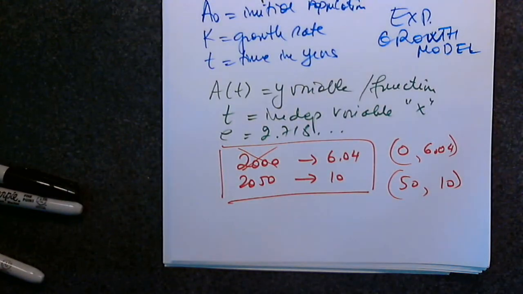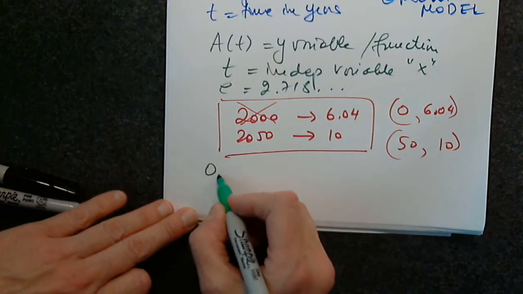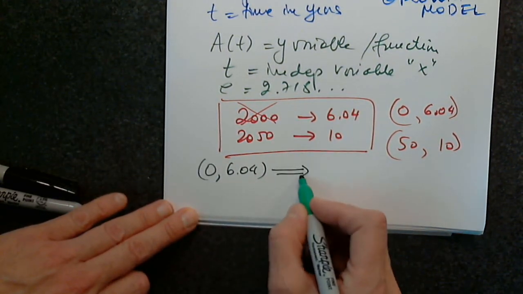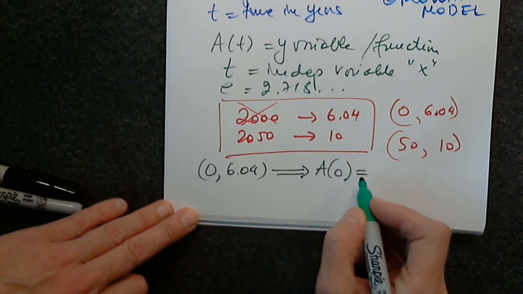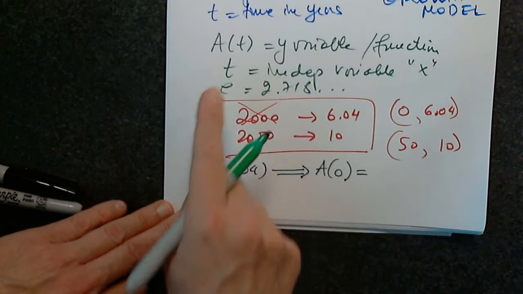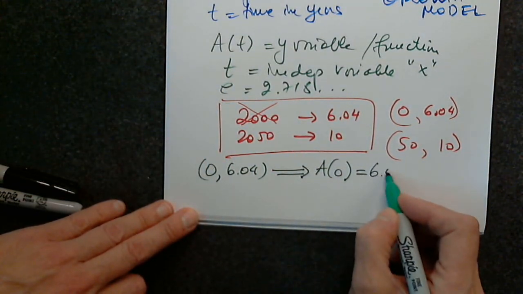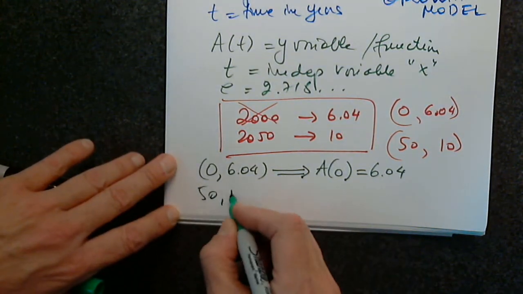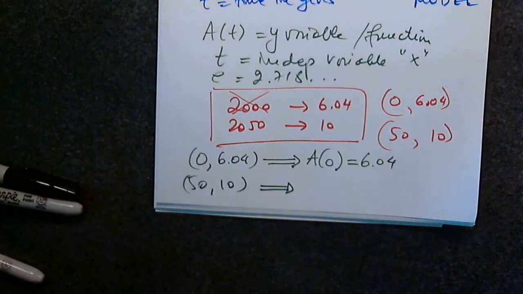Now, I also have to remember something very important. When I am really told 0, 6.04, I am really told that A of 0 equals, when I plug in 0 in the function, what do I get? Exactly. Remember, that's very important. And now what am I told with 50, 10? What does this really mean for our function? Because this is what we are trying to find. We're trying to find the entire function.